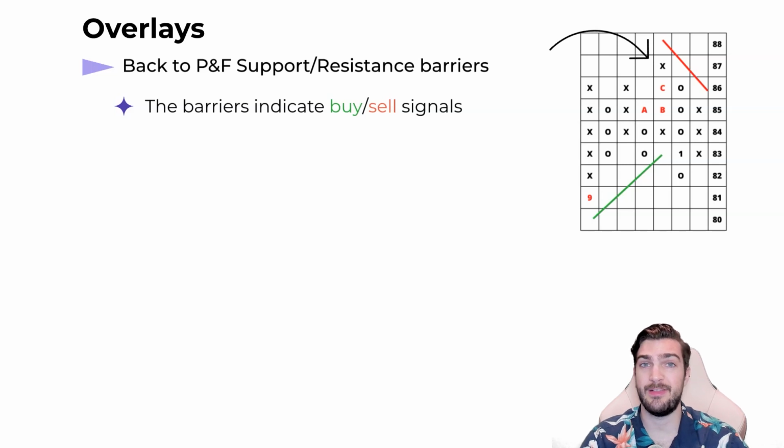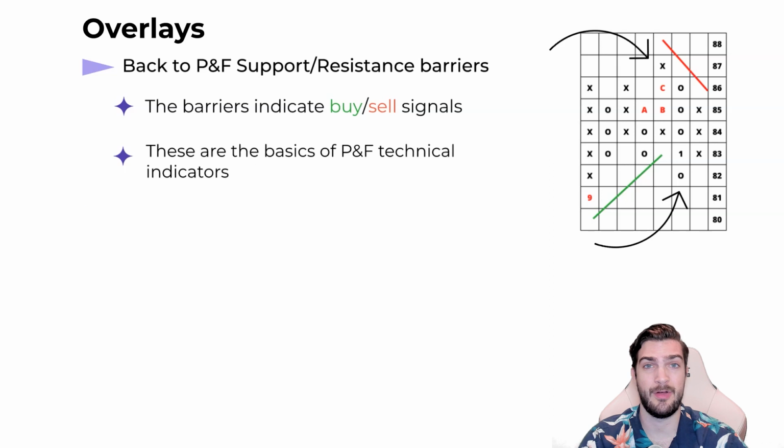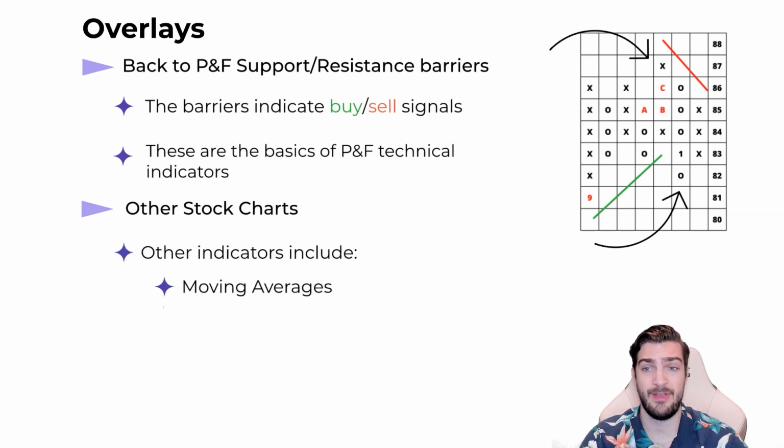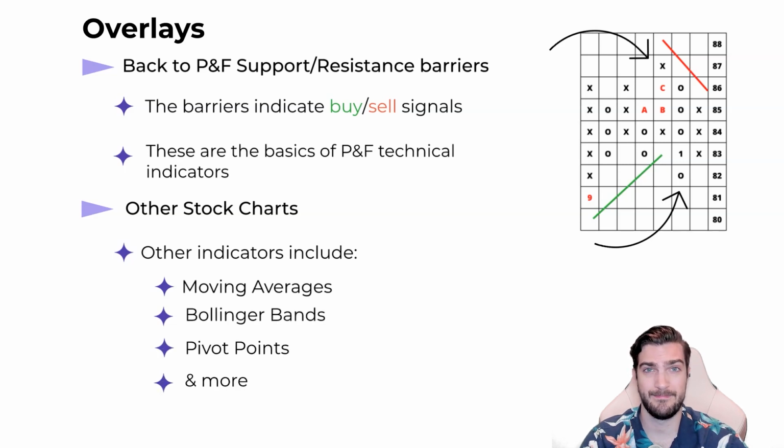Equally, we can look at the same sorts of support barriers as our sell signals, where when a current negative trend represented by a column of O's goes below the previous low from a column of O's, that would be a point and figure sell signal. These very, very simple examples of technical indicators are the basics of much of the technical analysis strategies within point and figure. Beyond point and figure, though, there are many different other types of overlays, such as moving averages, Bollinger Bands, pivot points, and more.